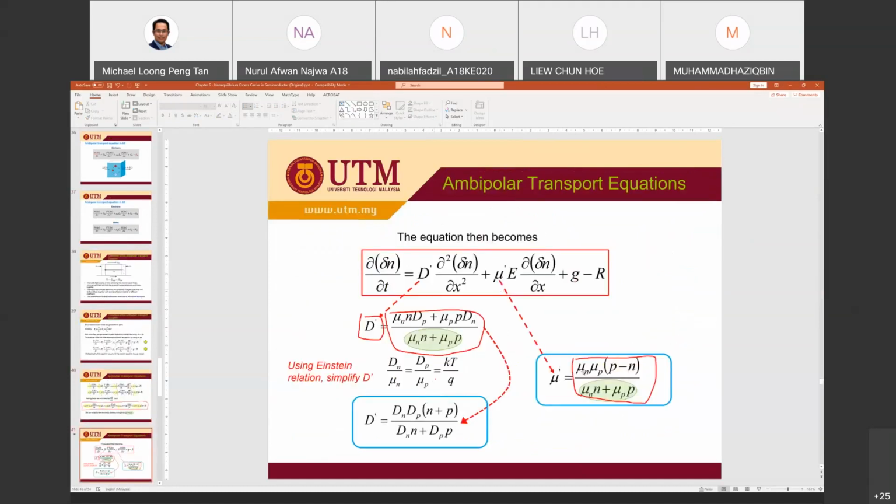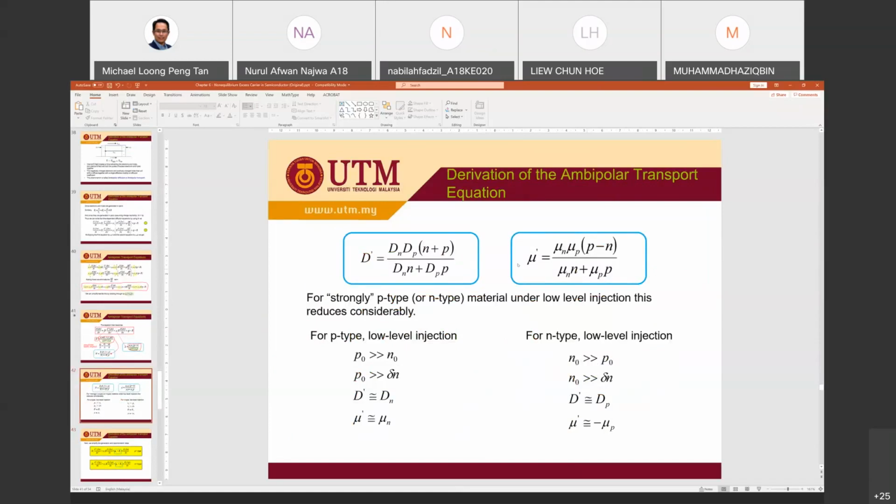Yeah, this is the one. In this ambipolar equation, later on you are going to get the D prime and mu prime, which is this one. This is called the effective diffusion coefficient and effective mobility equation. And how it looks, it looks a bit like this equation.